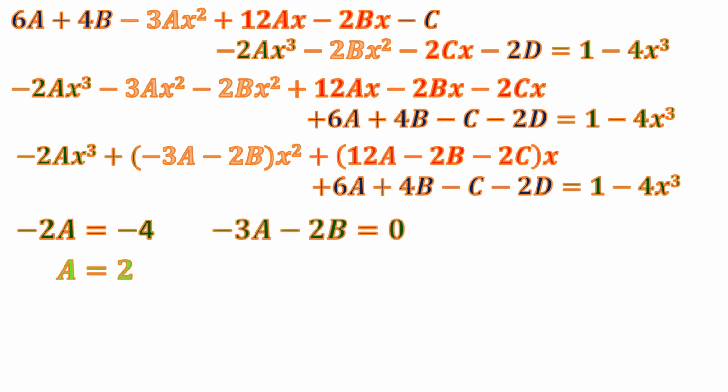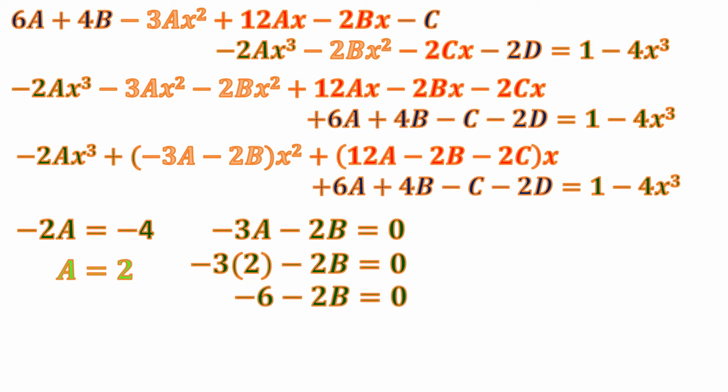And also for the x squared, since there's no x squared at the right side of the equal sign, just equate negative 3a minus 2b with 0. And then solve. So negative 3 times 2, because a is 2, that's negative 6 minus 2b equals 0. So transpose and then divide by negative 2. So b is negative 3. And then for x, we have 12a minus 2b minus 2c equals 0 because there's no x at the right side.